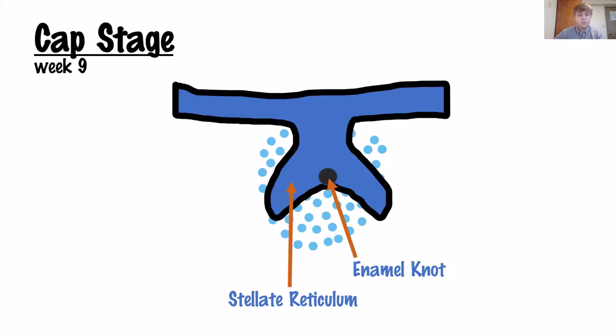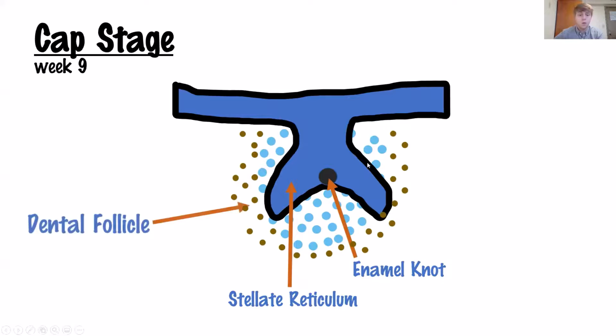The ectomesenchymal cells of the dental papilla continue to accumulate near the cap invagination. Cells surrounding the enamel organ and dental papilla are called the dental follicle, and they will eventually give rise to the periodontal layer tissue, so the gum surrounding it.